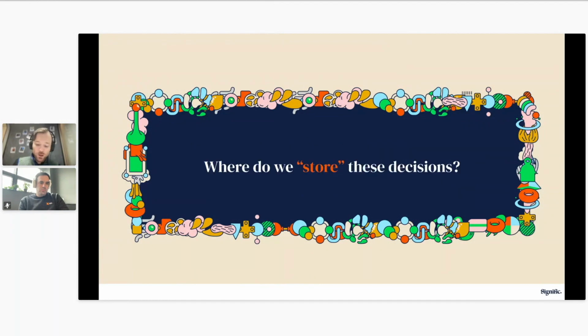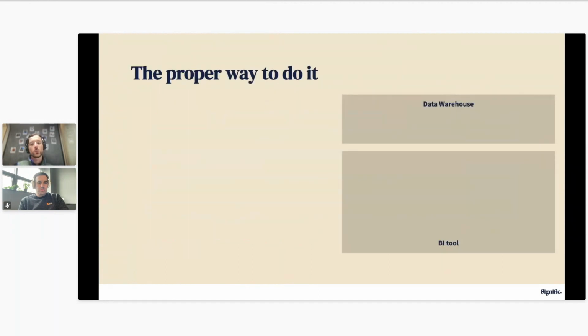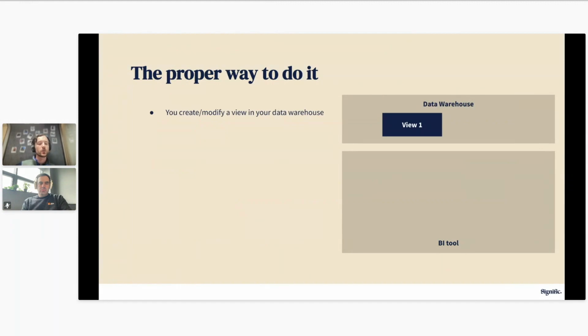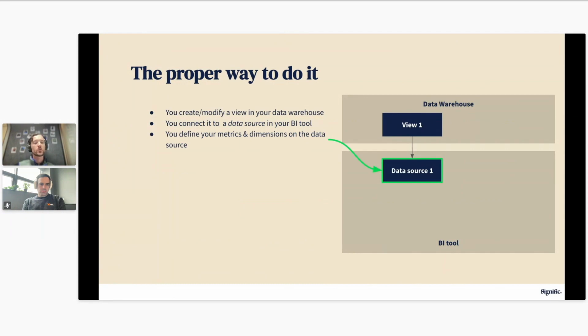But the question then becomes, where do we store these decisions that we make? The proper way to store the decisions, assuming you have a data warehouse and a modern BI tool, maybe something like Looker, is to first create or modify a view in your data warehouse. You connect it to a data source in the BI tool, which fetches data from that view in the data warehouse. And you define your metrics and dimensions on top of the data source. So this is where you store the decisions you made earlier.